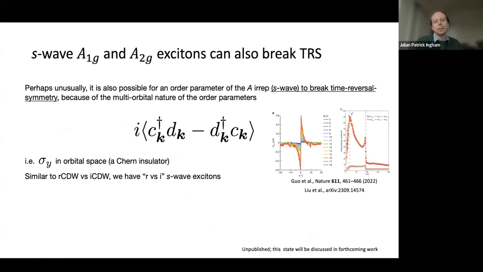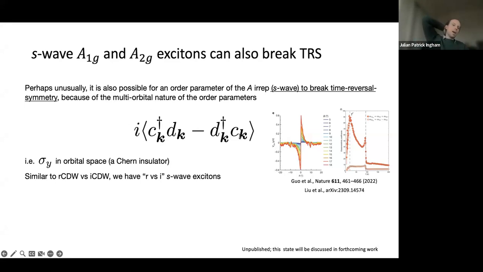But perhaps something which is rather surprising at first glance is that we're perfectly allowed to have time reversal symmetry breaking S-wave excitons, i.e. an order parameter that's in the symmetric A representation because of the multi-orbital nature of these order parameters. Specifically, I can make something which is proportional to sigma y in orbital space, but is nonetheless S-wave in this patch theory. So I can have an order parameter that looks like what I've got on the slide here.